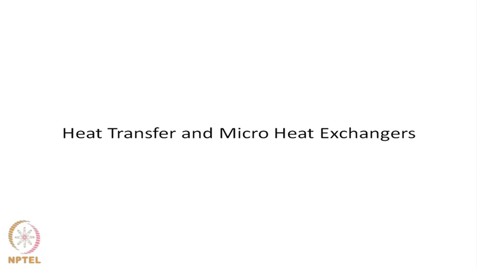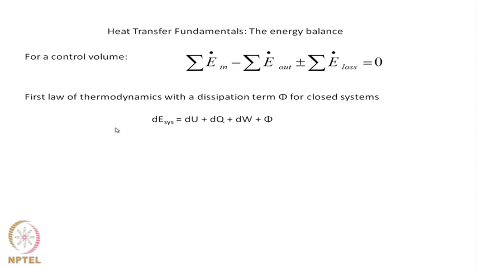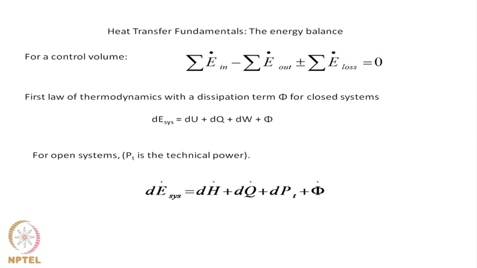So in this subtopic, we are going to look into heat transfer in micro heat exchangers. How do they perform? What are the governing equations for such cases, and so on. So we look into the heat transfer fundamentals, the energy balances, which we are very much familiar with. For any control volume, the rate of energy in minus rate of energy out, plus or minus any kind of loss or generation, all are rates, is going to be equal to 0.